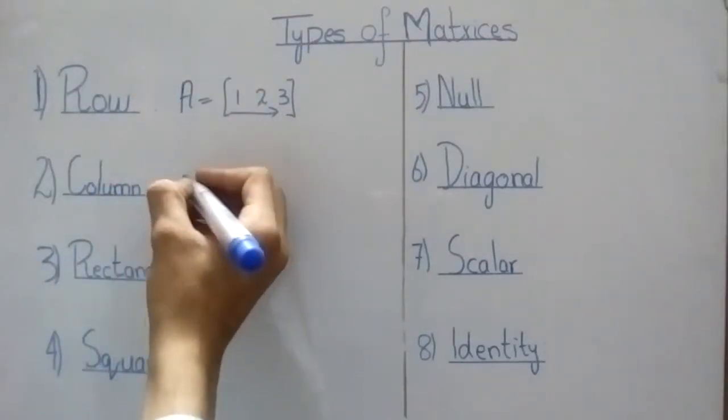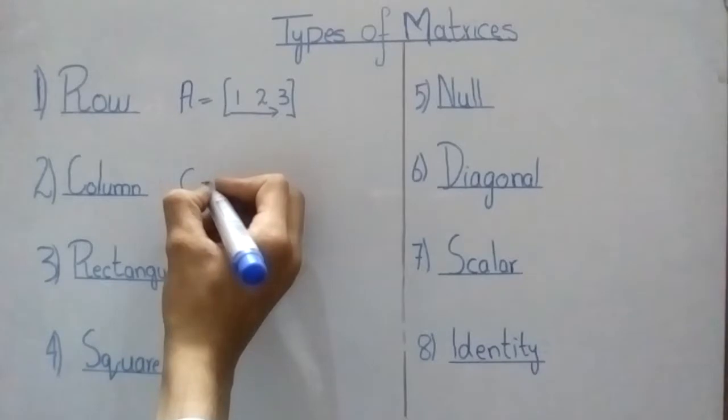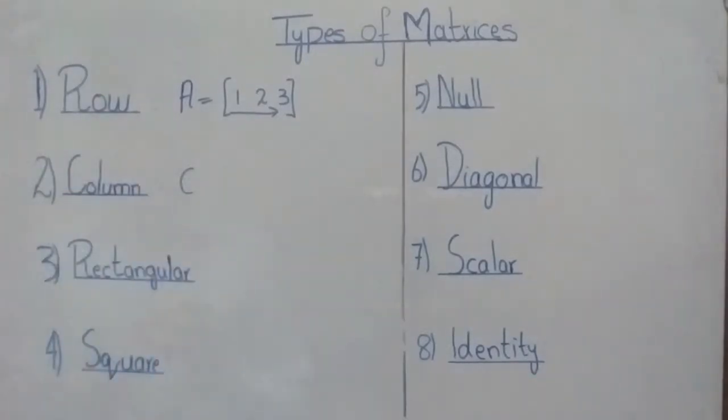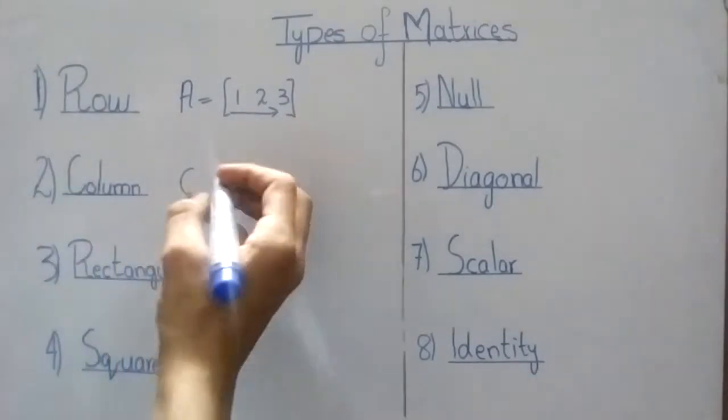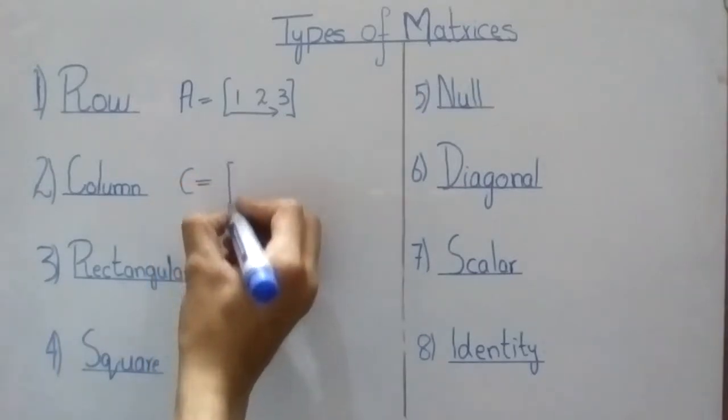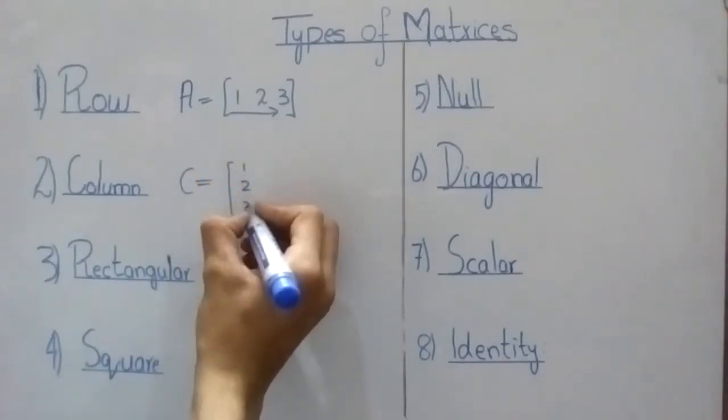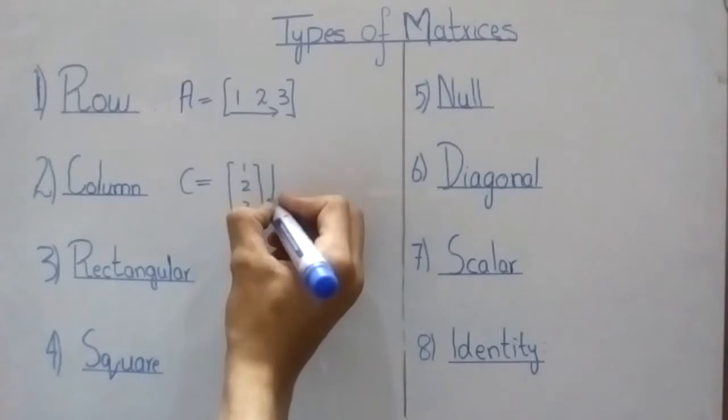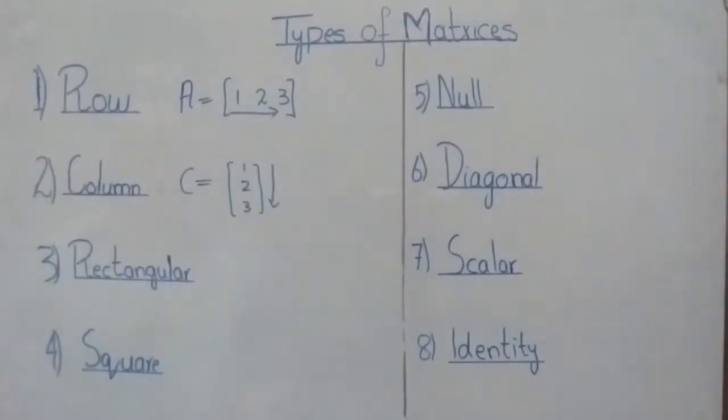On the number 2 we have column matrix. A column matrix is a matrix that contains only one column. For example, C equals 1, 2 and 3. Now this contains only one column. This is a column matrix.